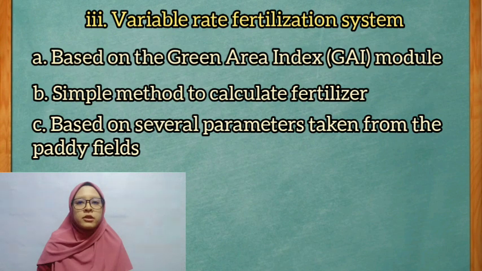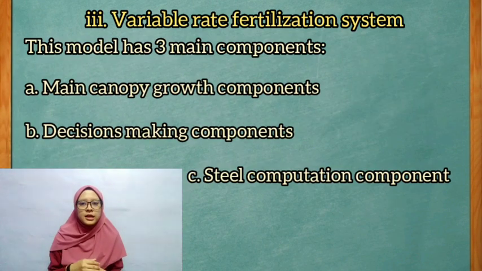After that is the variable rate fertilization system. The basis of the development of variable rate fertilization technology is the Green Area Index module. This is a simple method to calculate fertilizer for the need of this technology. It is based on several parameters taken from the paddy field, namely nitrogen content in the tree, canopy size, and tree population. This model has three main components, namely the main canopy growth component.